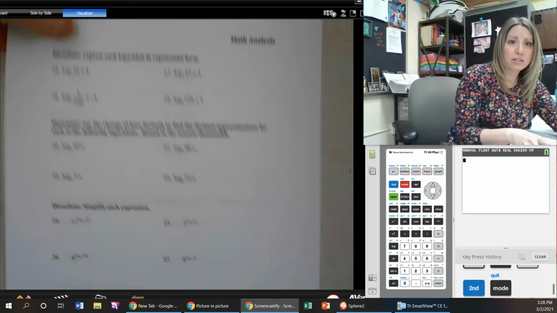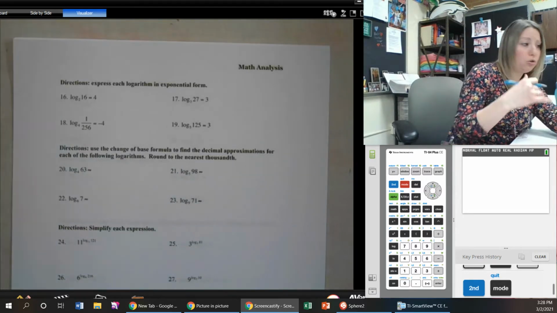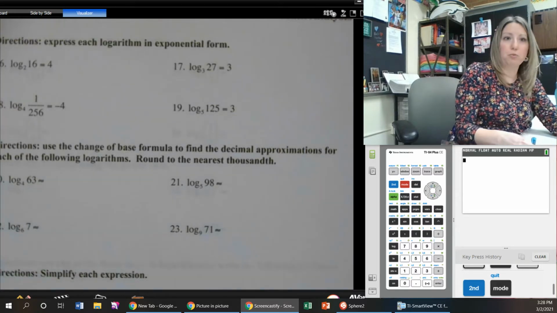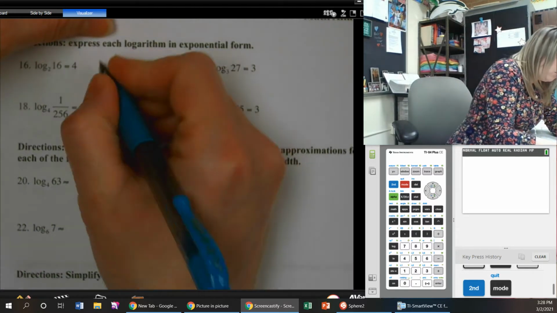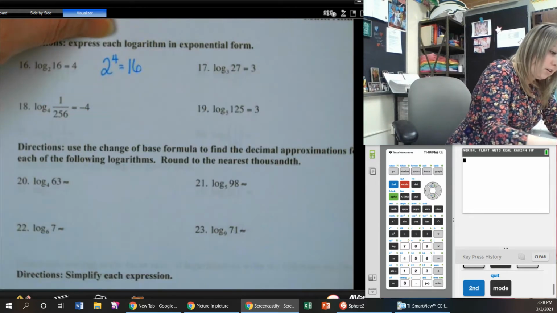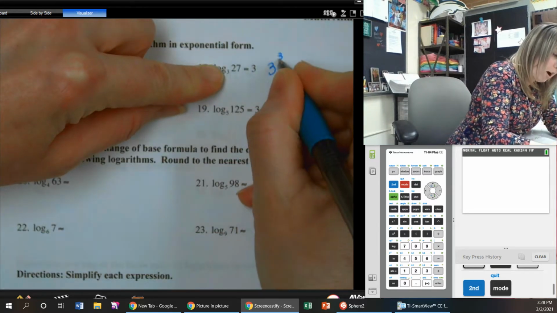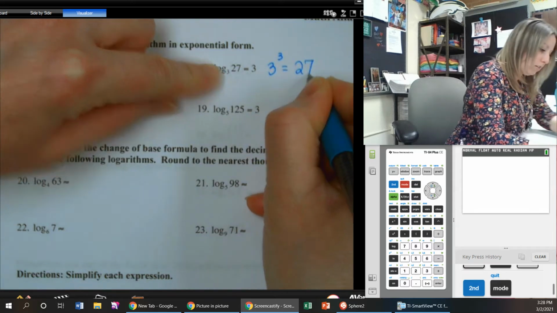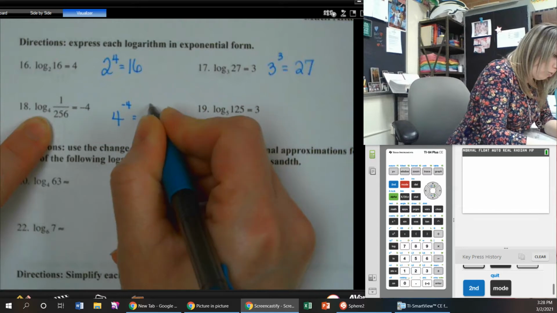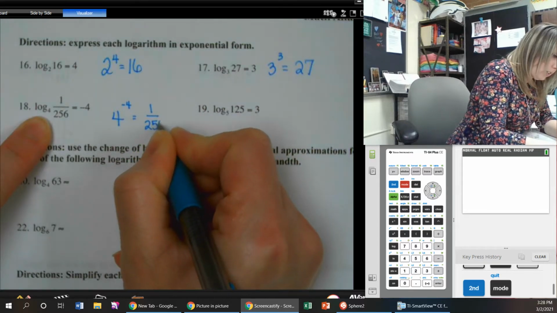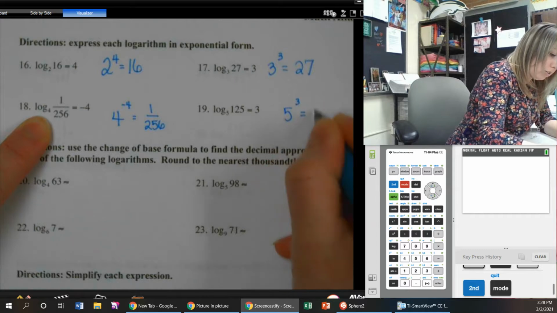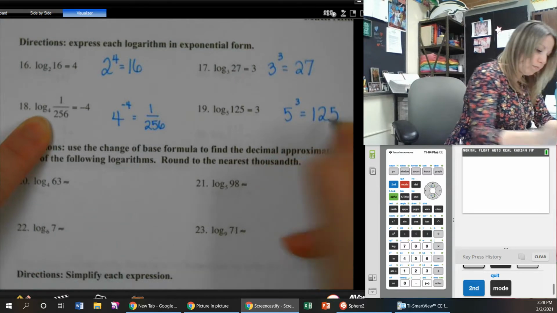Now, back the other direction, logs to exponents, logs to exponential form. So 2 to the 4th power is 16. 3 to the 3rd power is 27. 4 to the -4th power is 1/256th. And 5 to the 3rd power is 125. Okay.